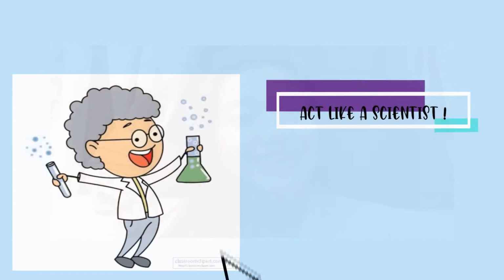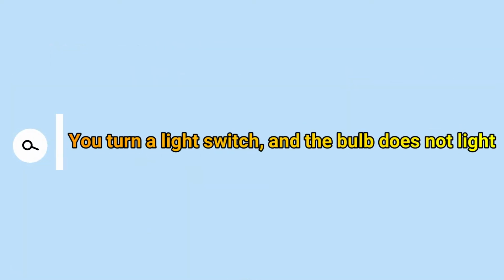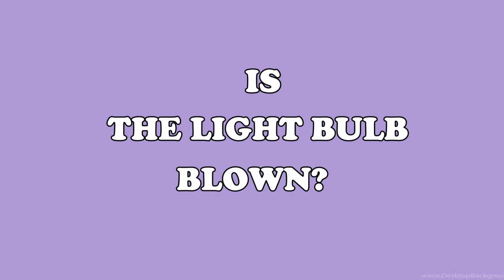For you to understand better how scientific method works, let's jump to the example and act like a scientist. You turn a light switch and the bulb does not light. What do you think is the reason why the light bulb is not working? As I have said earlier, the first step is the observation. We noticed that the light bulb did not work. This will lead us to a question like, is the light bulb blown?